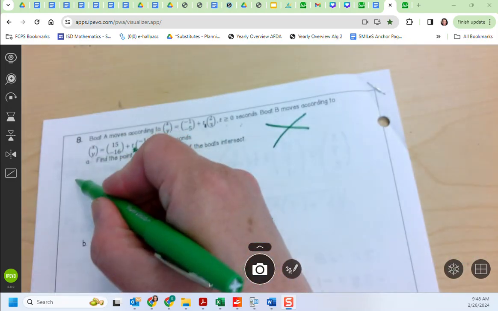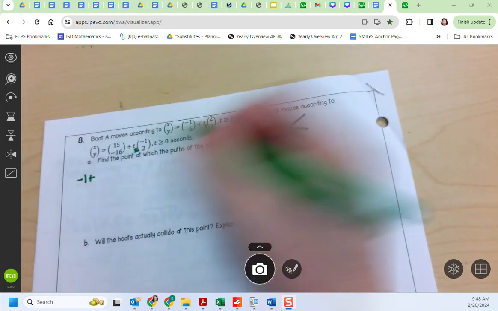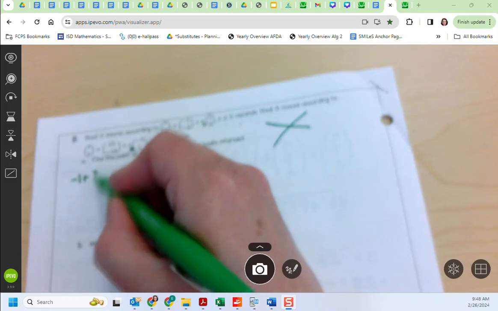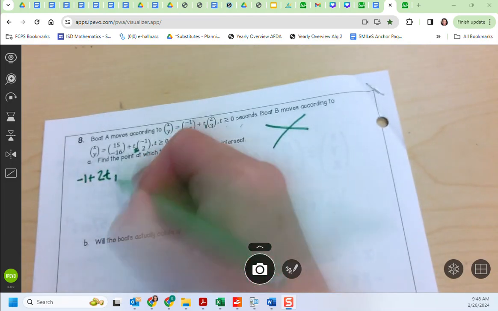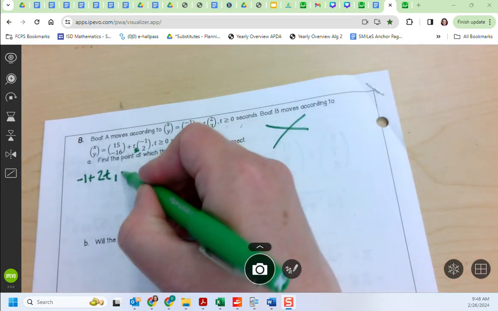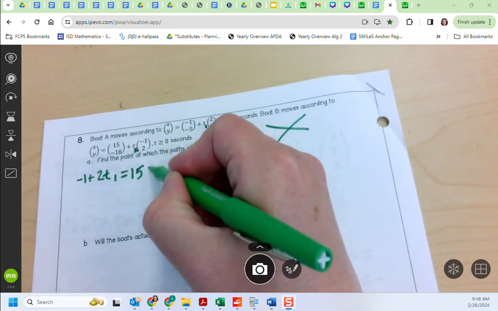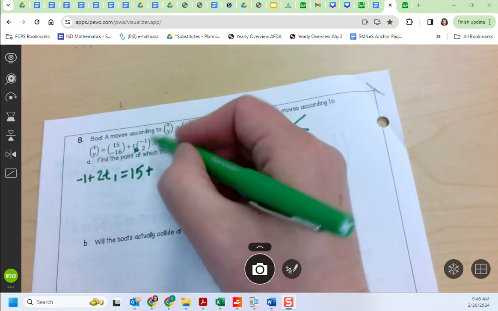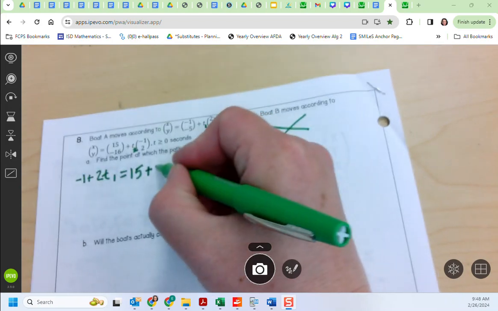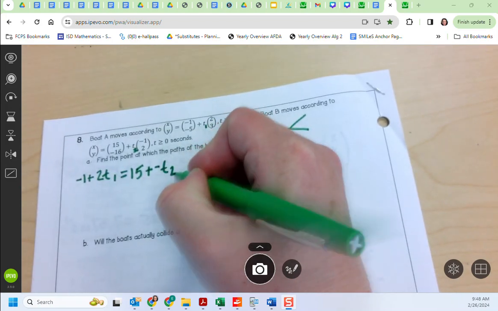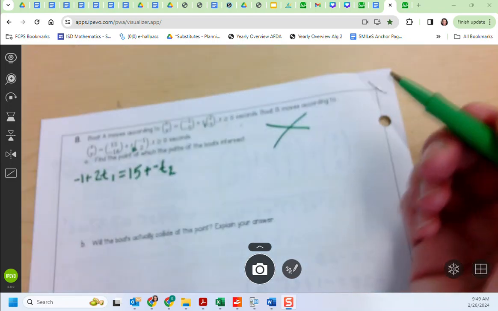So negative 1 plus 2 times t sub 1 equals 15 plus negative t sub 2. You could put minus t sub 2. That would be a little bit more clear.